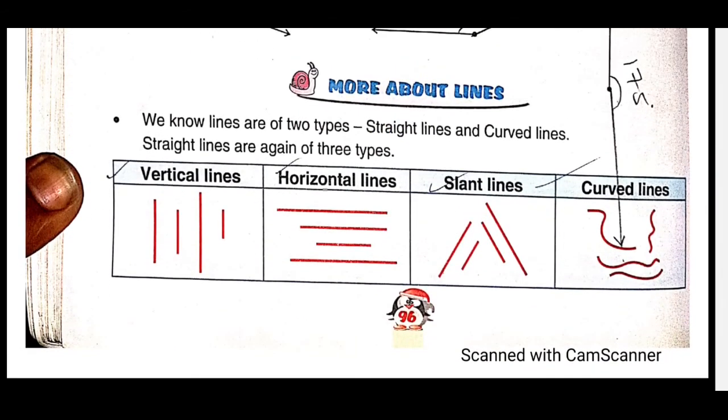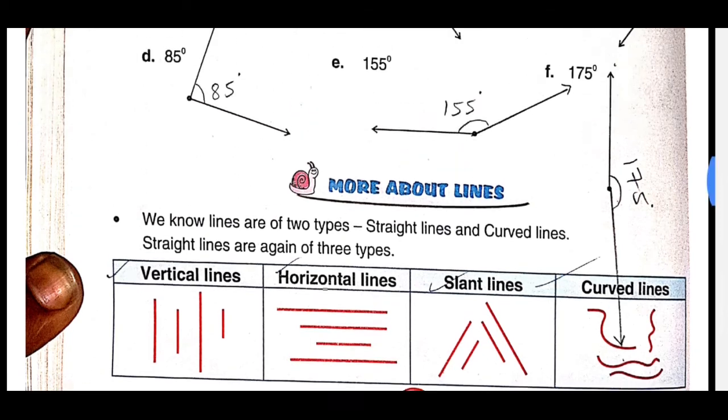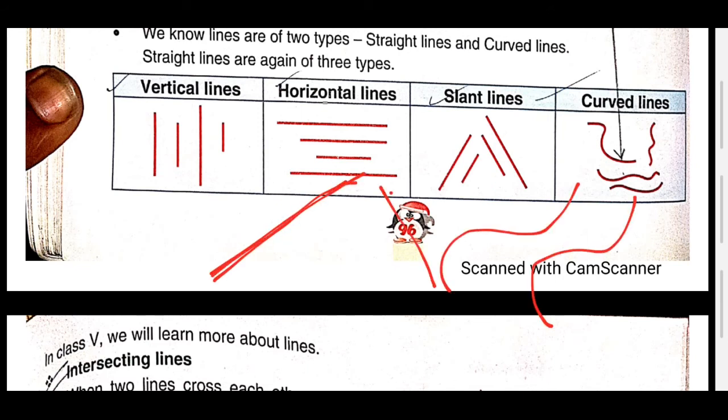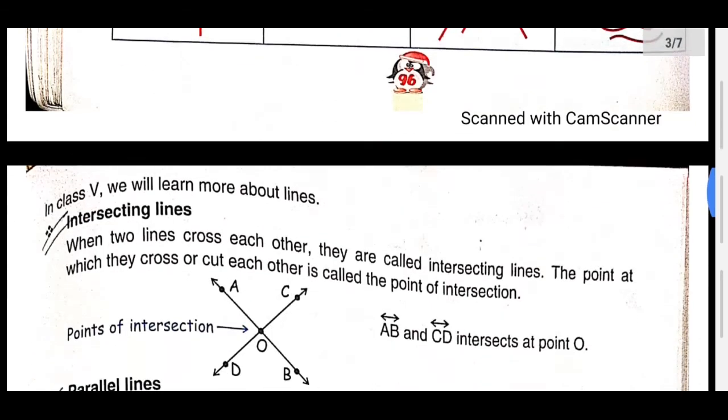Now let's move on to more about lines. We know lines are of two types, straight line and curved line. Those which are straight are known as straight lines. One is a straight line and that one is a curved line. So among the types, they are vertical, known as vertical line, horizontal, known as horizontal line, slanting line, and curved line. Curved line means they are not straight. Slanting means not straight but like that, horizontal like that and vertical like that. So these are the types of lines.